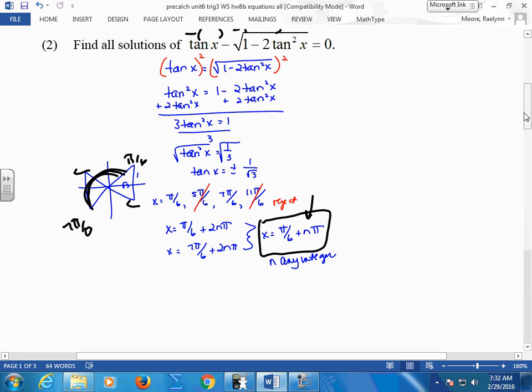Yeah, question? Why did you reduce it to n pi? Because they're opposite of each other. You have two that are 180 degrees apart. So just do the n pi, where n is any integer.